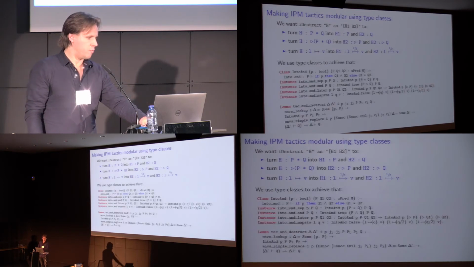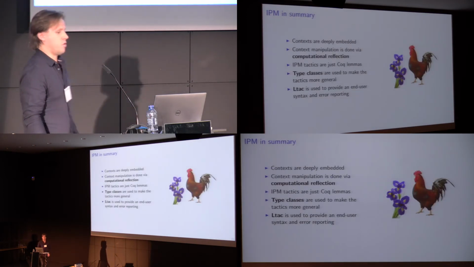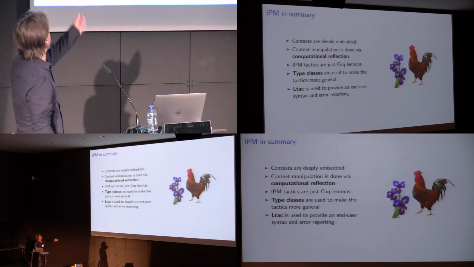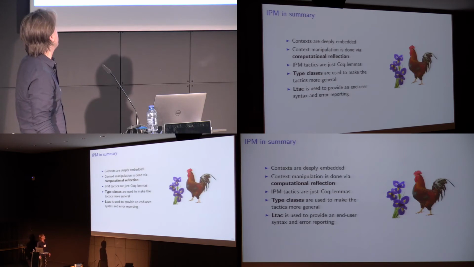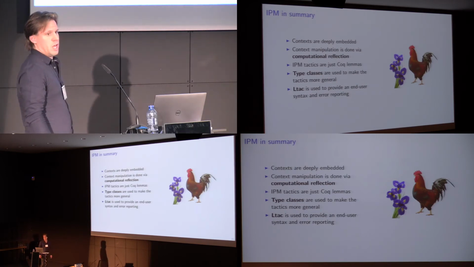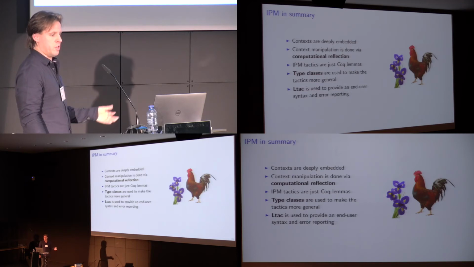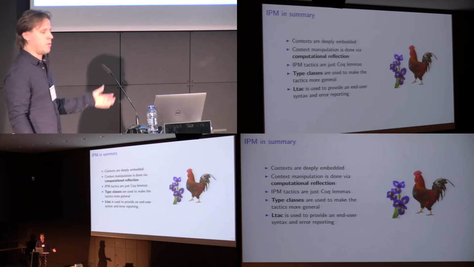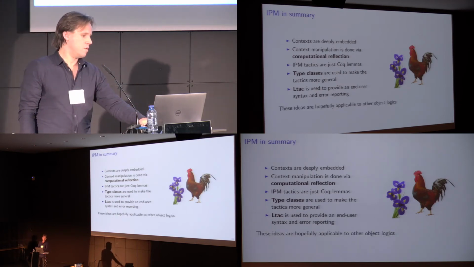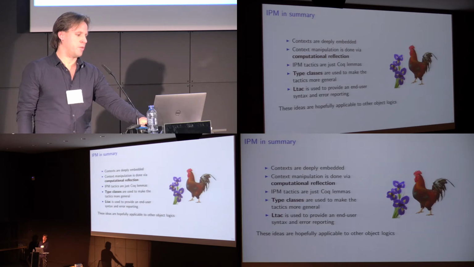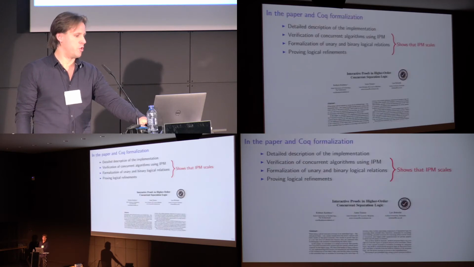Okay, I'm going to skip this. So, what's IPM in summary? We deeply embed contexts, then using computational reflection, we can manipulate contexts. All the tactics are just lemmas in Coq. We need some simple Ltac to turn it into usable tactics and do some error reporting. And using type classes, we can make it more general and we can do other stuff as well. And hopefully these ideas are applicable to your logic of choice.